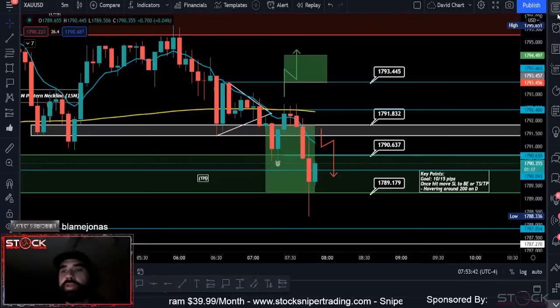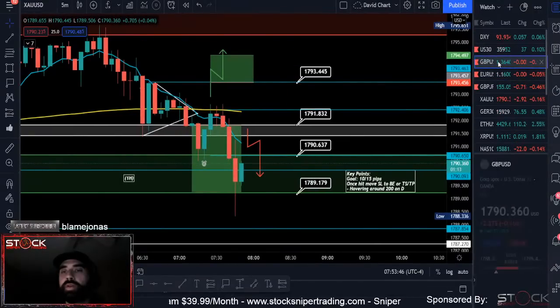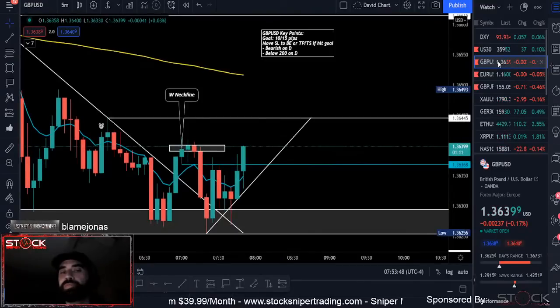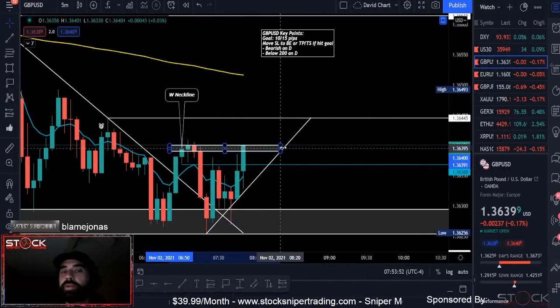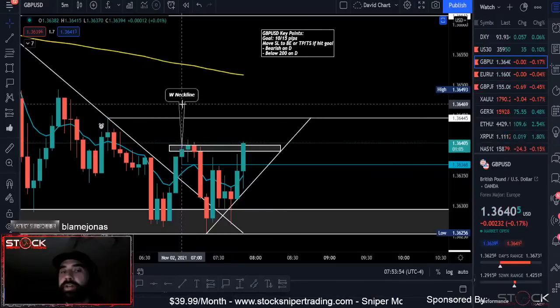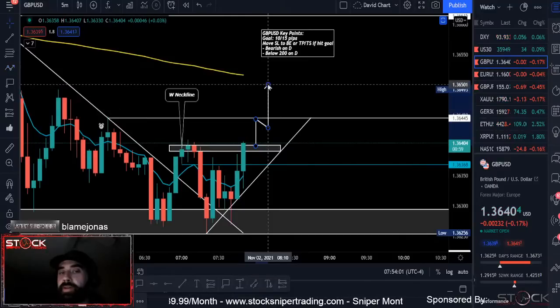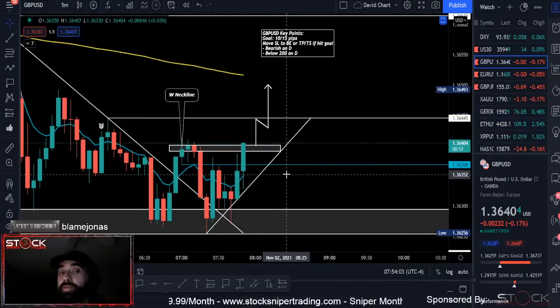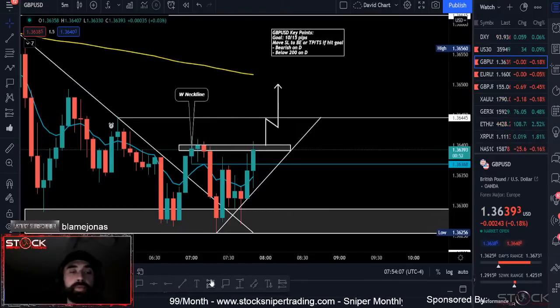Okay, let's check out GBP/USD and then we'll look at NASDAQ for one second here. There's your neckline, guys. Remember we talked about this? There's your neckline right there. If you don't know what a neckline is, it's a continuation pattern. Let's see if it's going to follow through.